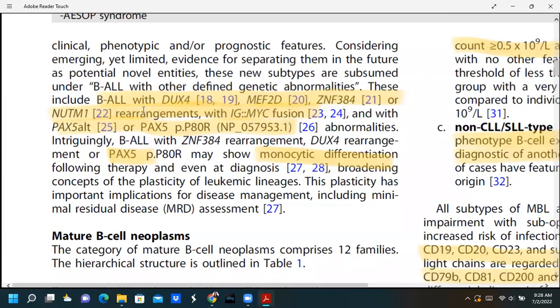So now B-ALL with DUX4, MEF2D, ZNF384, NUTM1, IG::MYC, and all of those are still under consideration. They are potential novel entities that might be incoming. And then the minor thing that I don't know if boards will like to ask, but some minor trivial thing is that PAX5, DUX4 rearrangement or PAX5 rearrangement, will have monocytic differentiation.